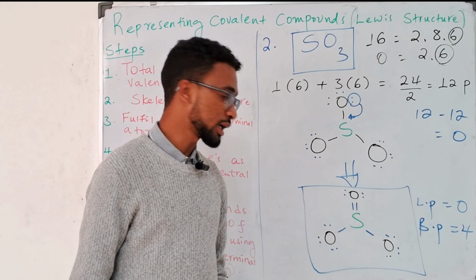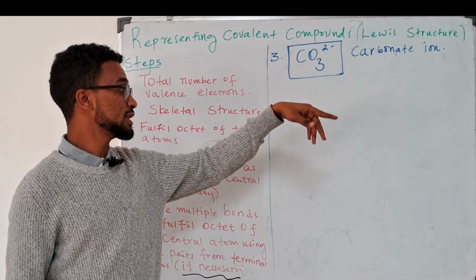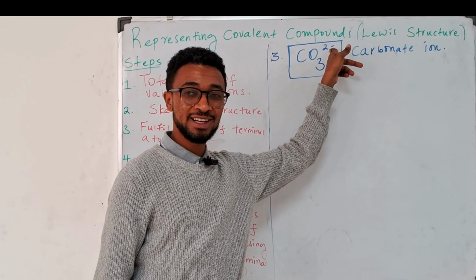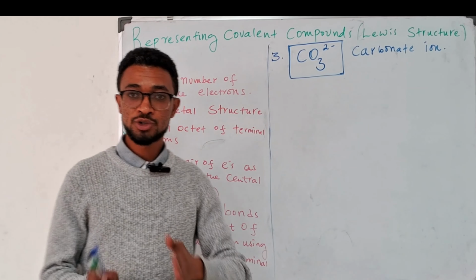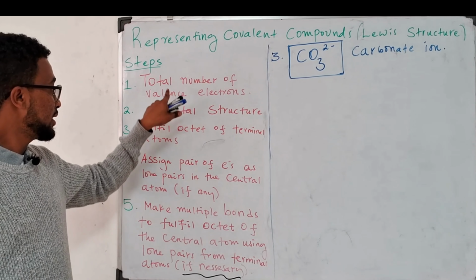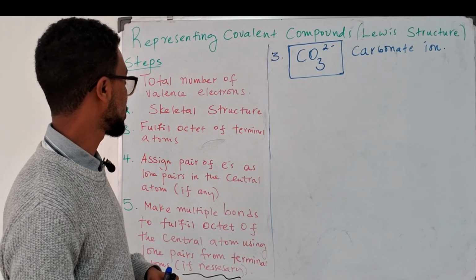Now we have the carbonate ion. What makes this one different is the fact that we have a -2 charge here, okay? So what are we going to do with this -2 charge? We'll see it together. Let's begin with step 1, which is to determine the total number of valence electrons here.